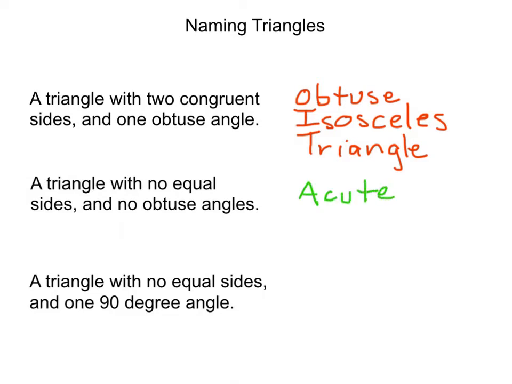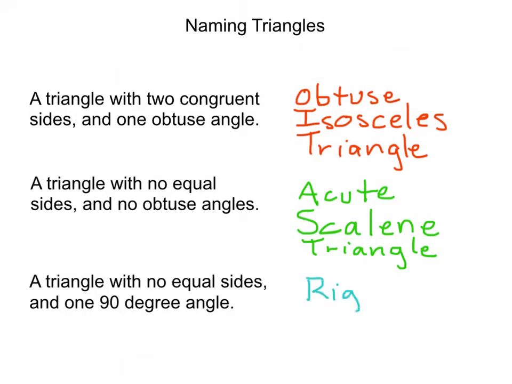But we need to know what type of acute triangle. Next we see that it has no equal sides. If we look back in our video, we'll see that no equal sides means it's also scalene. So it's an acute scalene triangle. Okay? And finally, we have a triangle with no equal sides, and hopefully you remember that means it's a scalene triangle, and it has one 90-degree angle. Since we name it by angle first, we would say this is a right scalene triangle.